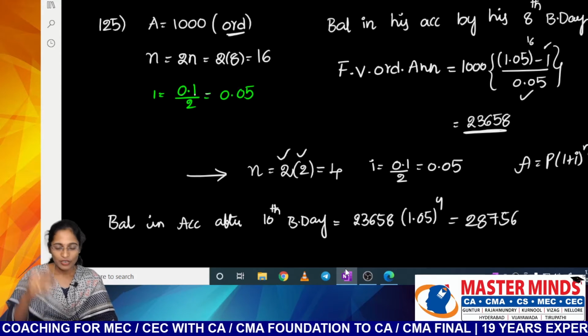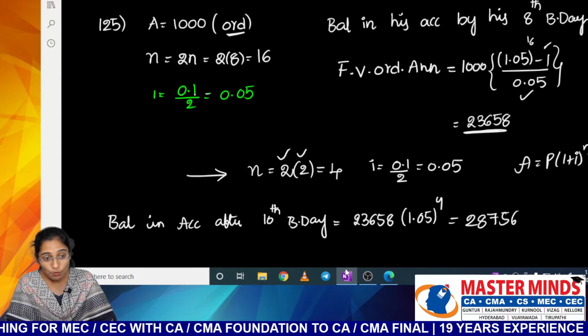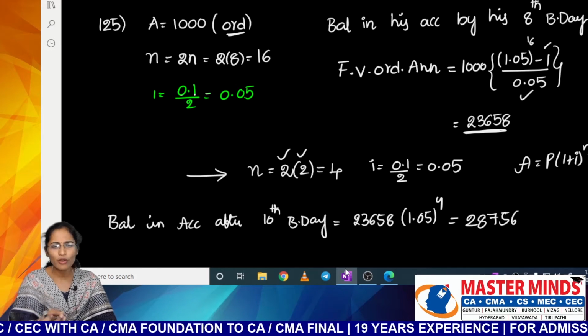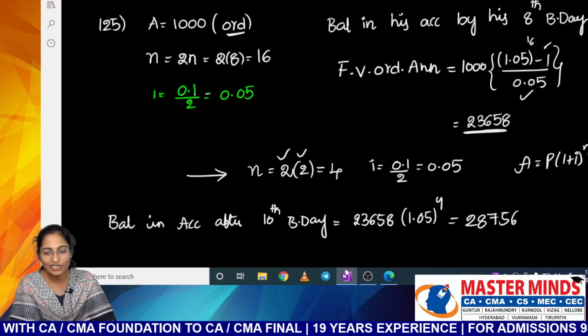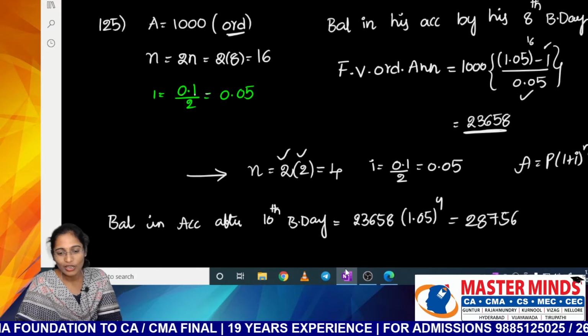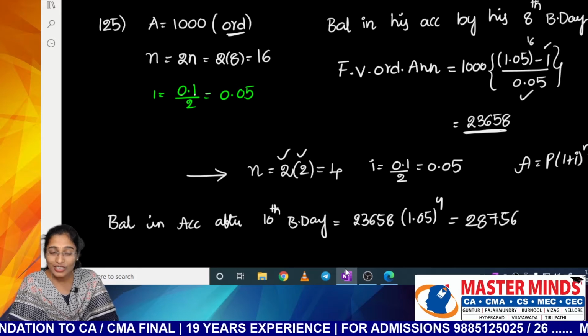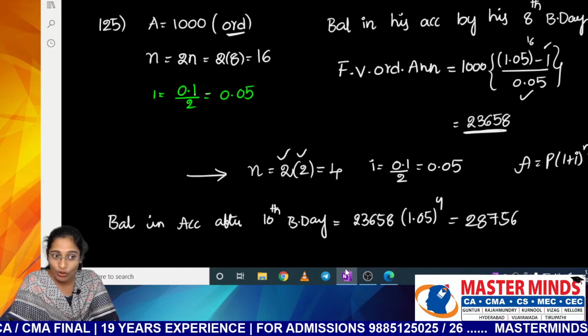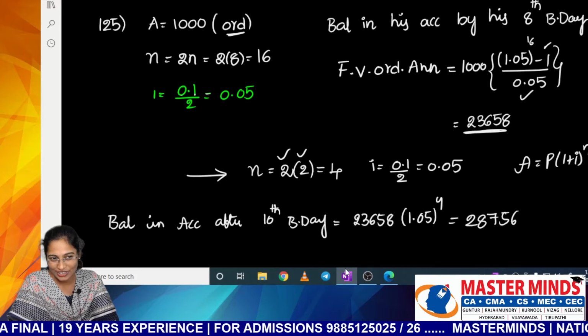28,756. See, here the information provided is very lengthy. All that you need to perform is just a matter of 2-3 calculations, guys. But here you should understand the concept. So again, I'm telling you, this is a concept-oriented question. Without knowing the concept, you cannot solve these kinds of questions.